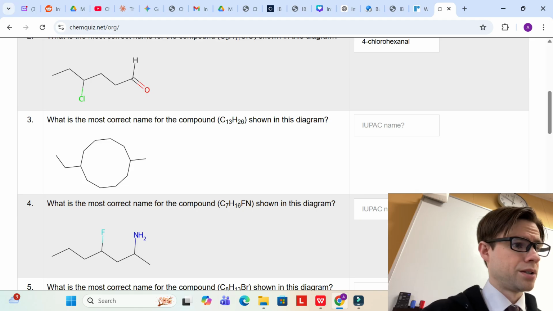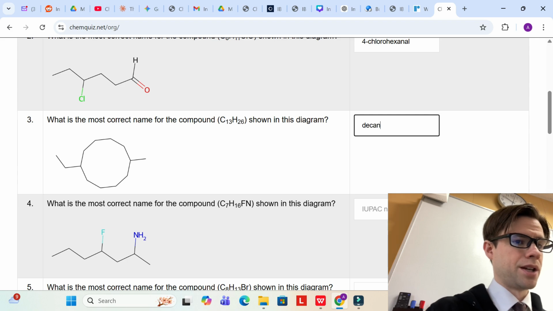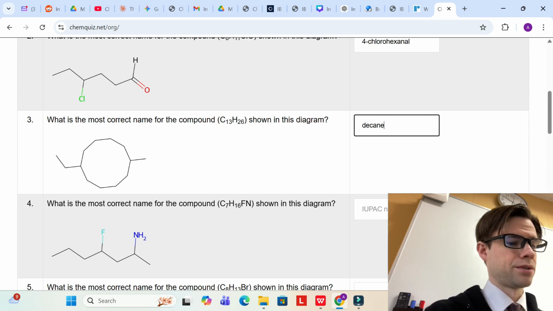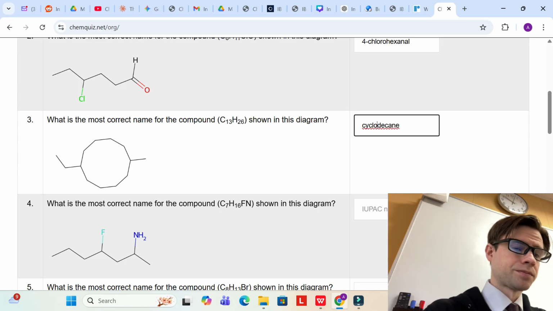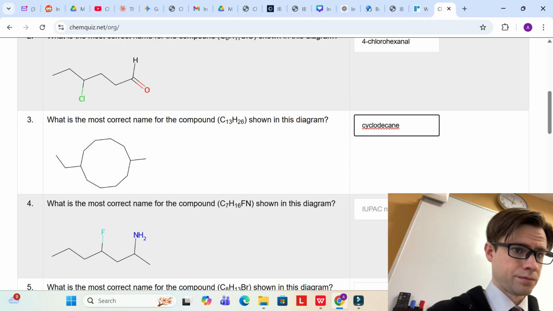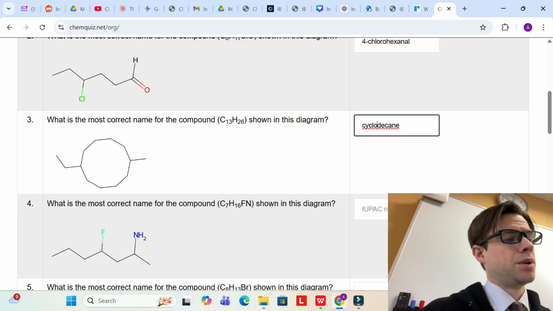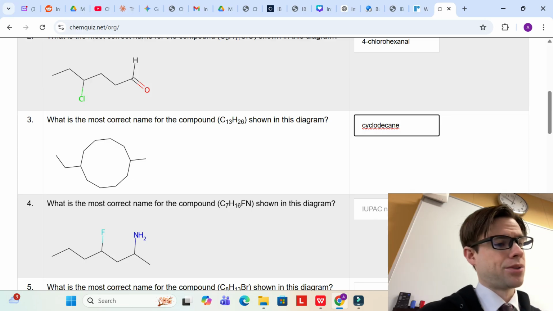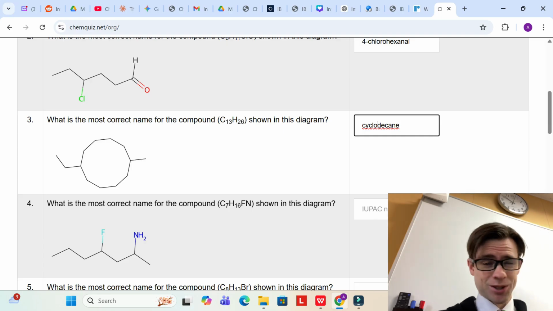Number 3, again a ring here, very large ring. How many is this? 1, 2, 3, 4, 5, 6, 7, 8, 9, 10. So this will be decan. There's no functional groups here, so this will just be decane actually. And we need the cyclo prefix. All right, then we've got some branches. We need to label a methyl branch and an ethyl branch. One of them will be on carbon 1, so this is a tough choice.